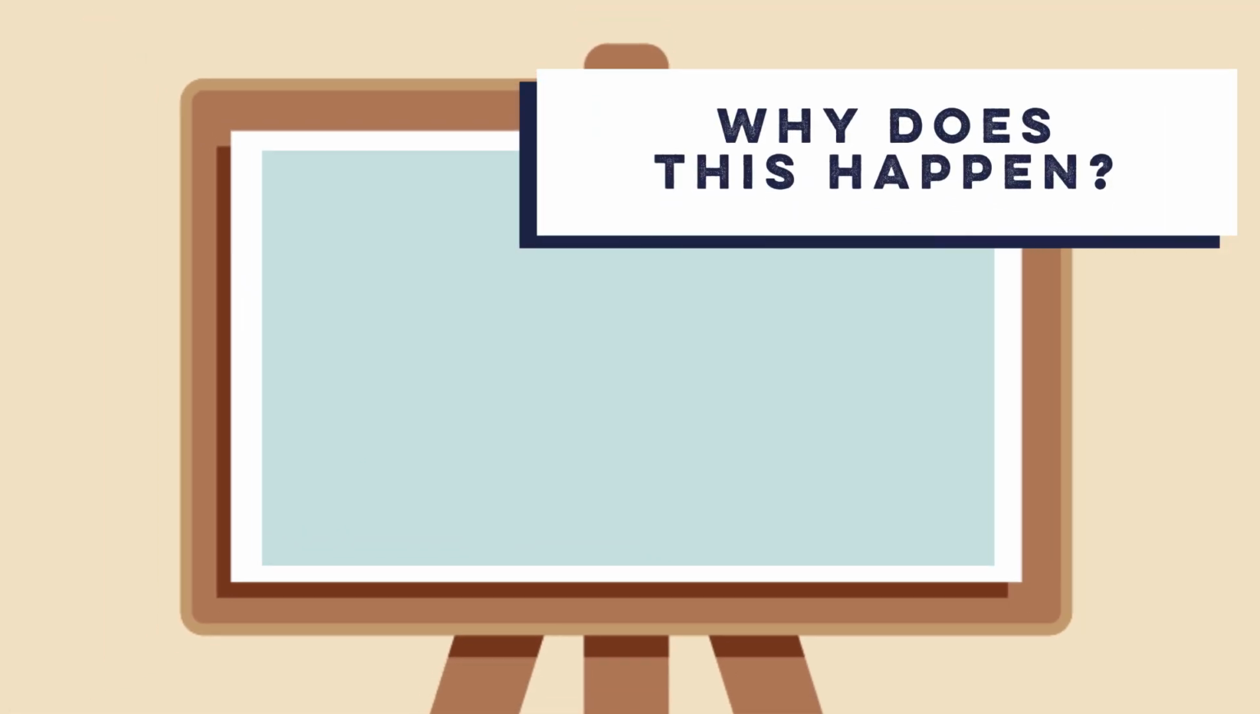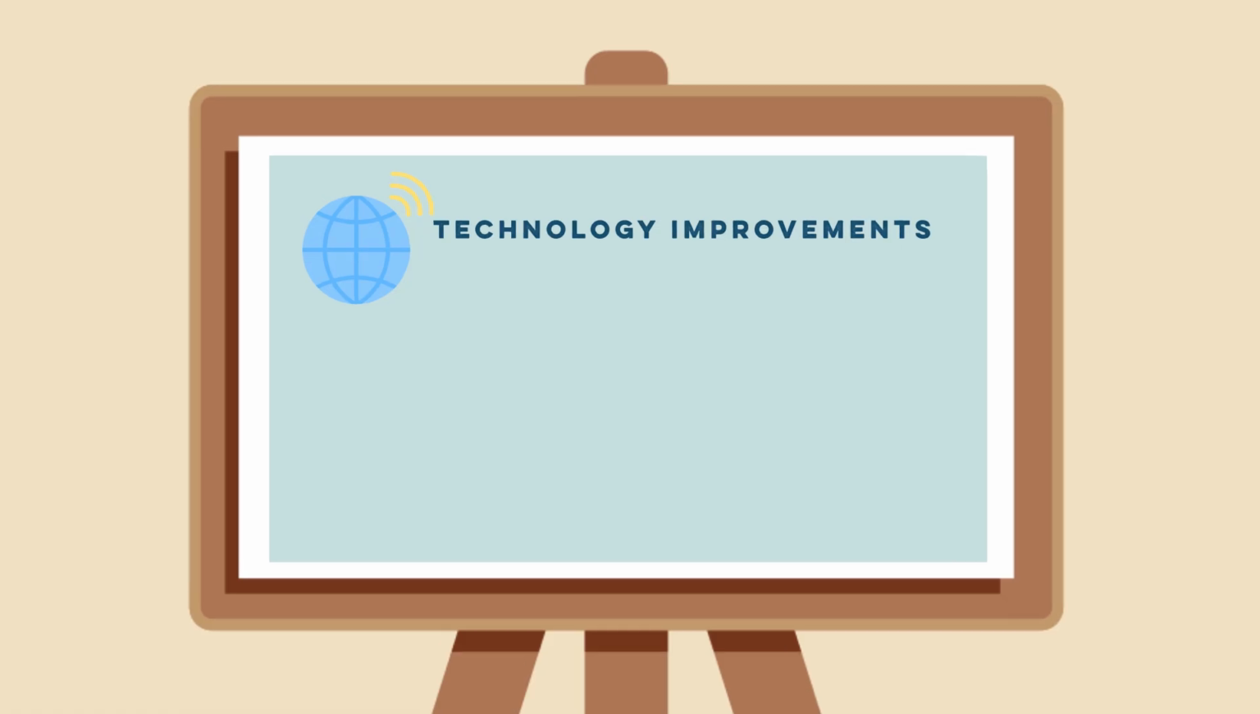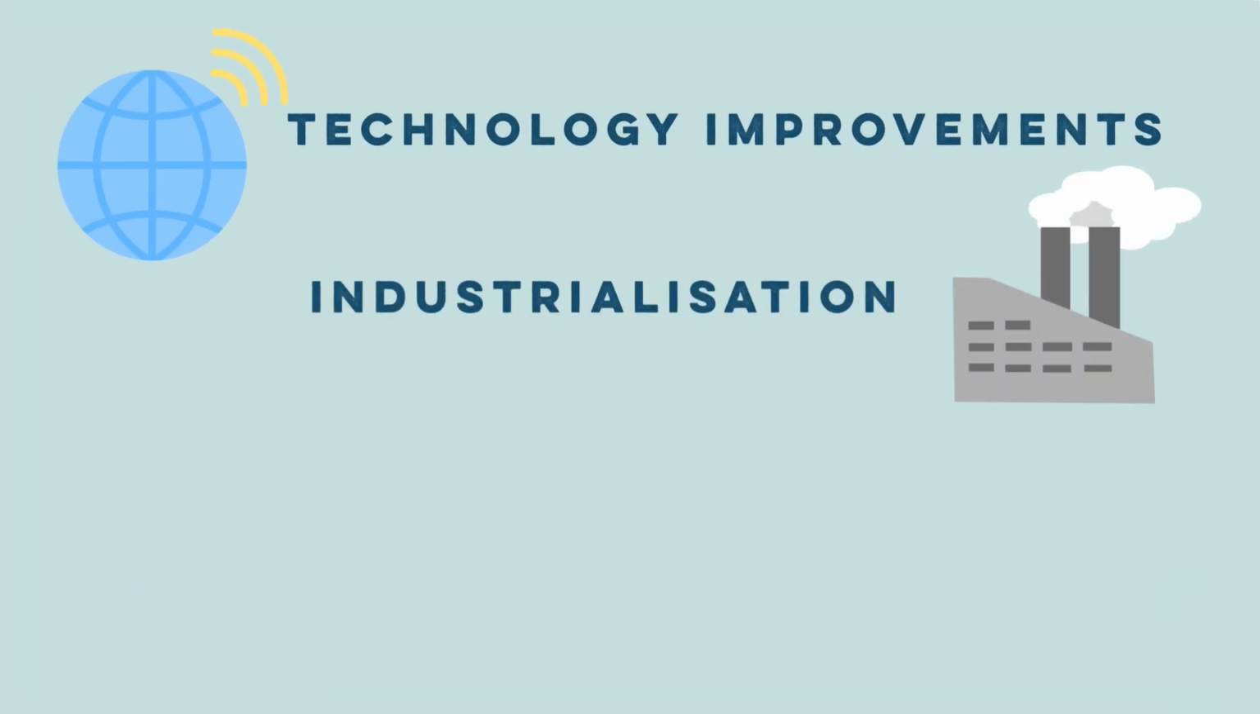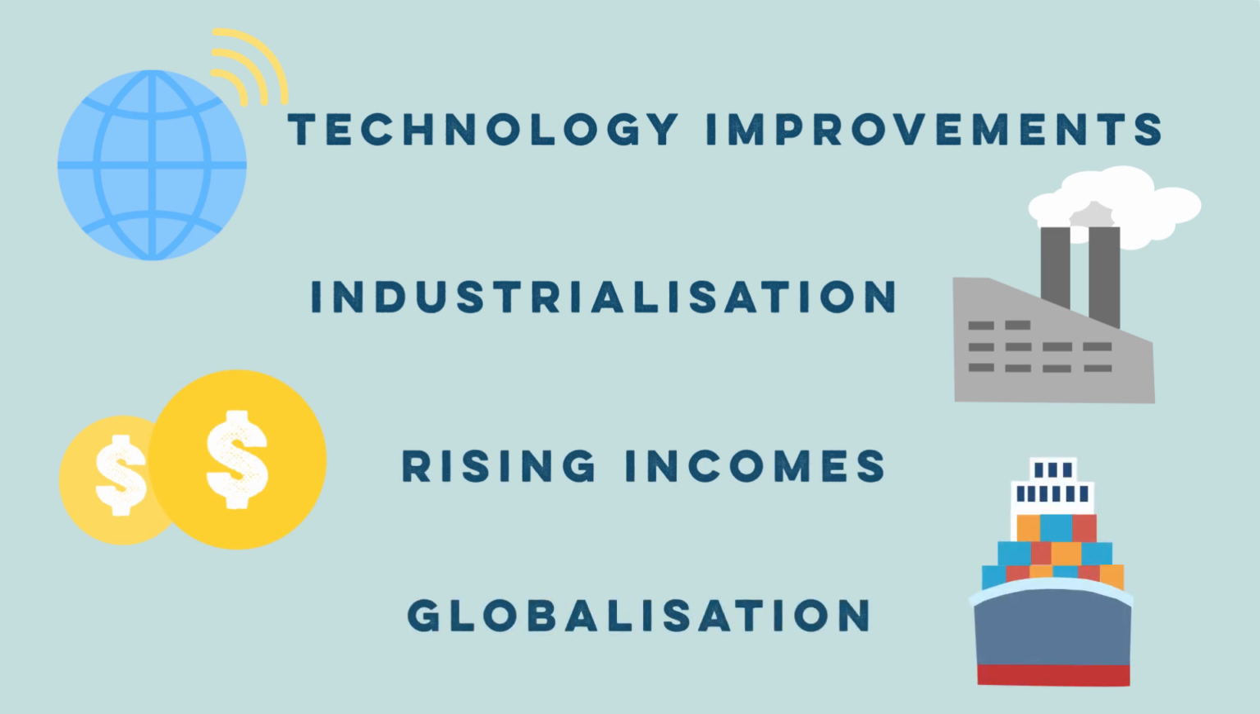Why does this happen? Well, we see technology improvements, which reduce the need for farm workers. We see industrialization through the growth of factories, rising incomes, which increases demand for services, and globalization, which is outsourcing manufacturing to cheaper countries.